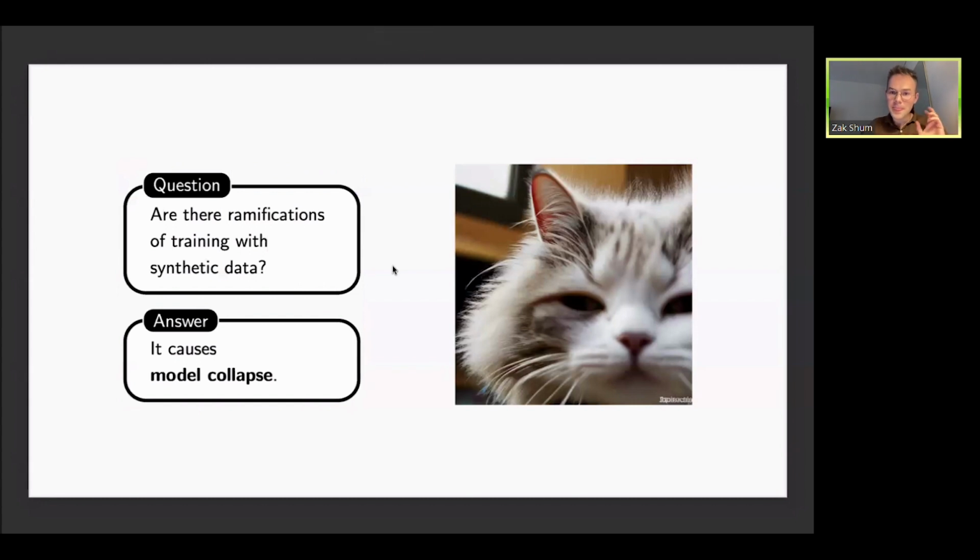But can there be issues? The answer is yes. In this particular example, you will see in the bottom right corner a watermark. And watermarks appear quite often in images on the internet nowadays. But obviously, this model learned to actually consider them as a part of a cat. Whenever you see an image of a cat, you should see a watermark. And that is definitely not real data. So there will be issues. And what we show in our paper is that it actually causes model collapse. It leads to inevitable worsening of your models, and over time, it can lead to really significant degradation.